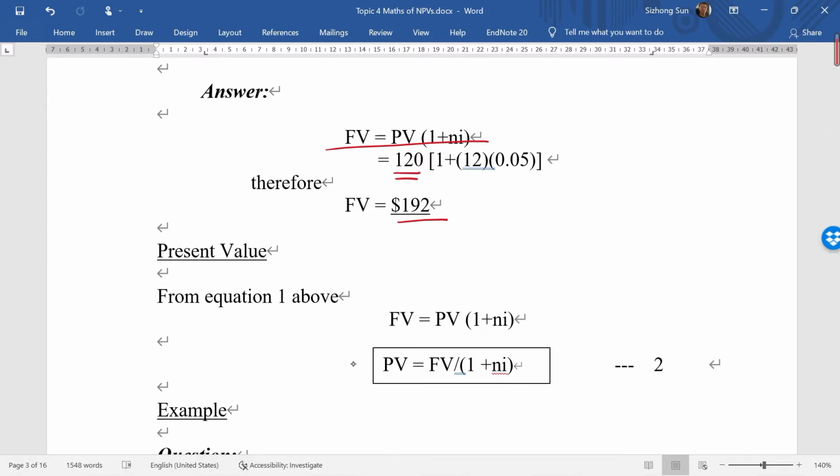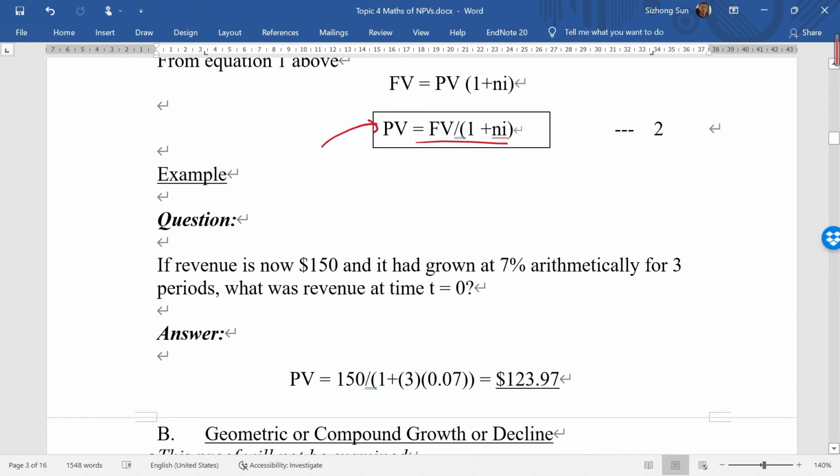And if we want to calculate present value for a linear growth or decline, then we get this formula. Here's an example. If the revenue is now 150 and it had grown at 7% arithmetically for 3 years, what was the revenue at time 0? So we want to calculate the present value. It's future value divided by 1 plus n, which is 3, times the growth rate, which gives 123.97.